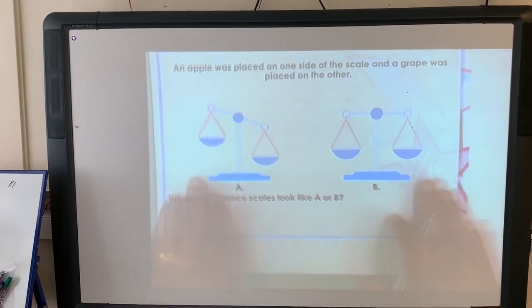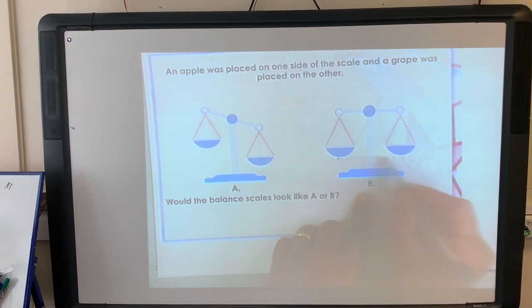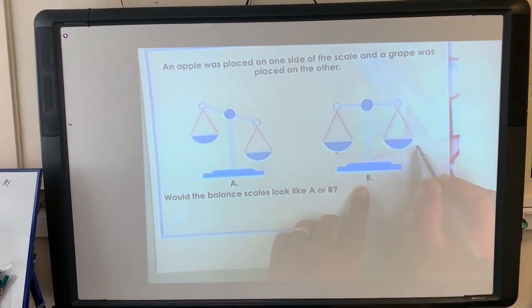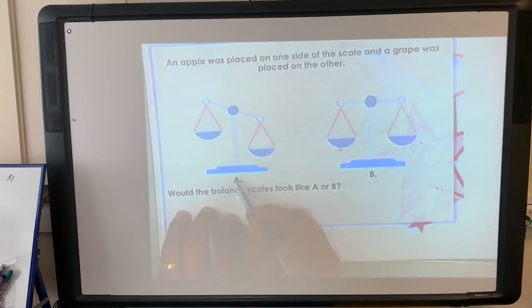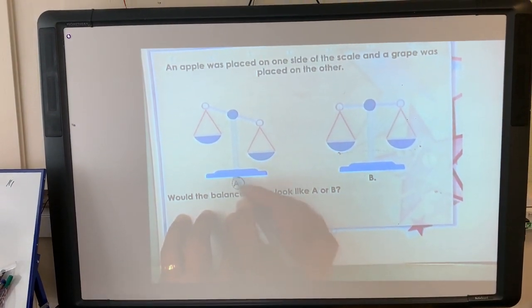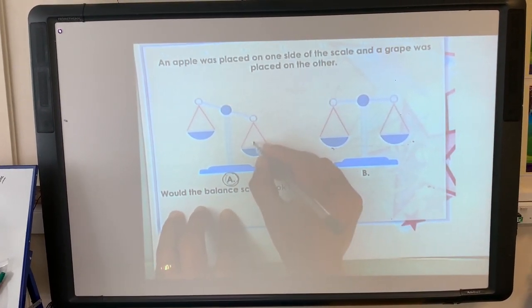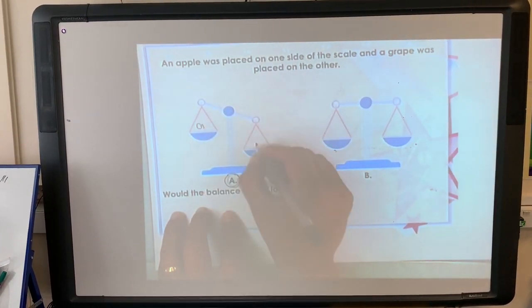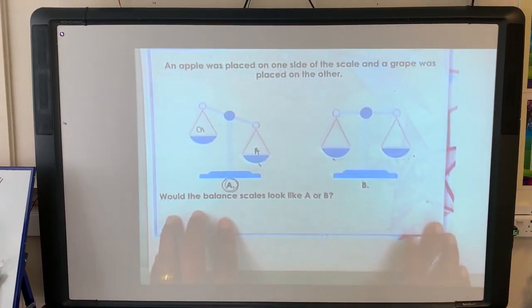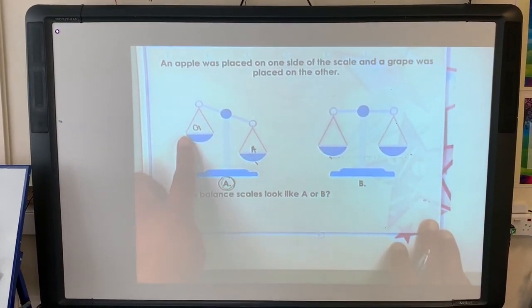So let's look at B. B is saying it should be the equal weight. This is equal weight. Apple and grapes are not the equal weight. Apple is heavier than the grapes. So probably it's A. And where would the apple be placed? Probably apple would be here because it's heavier and the grapes would be here. It's lighter than the apple. Okay, so the apple is heavier than the grapes.